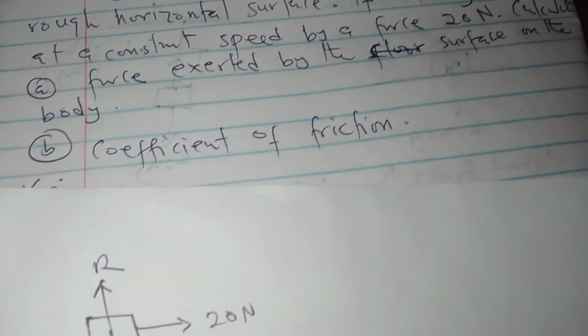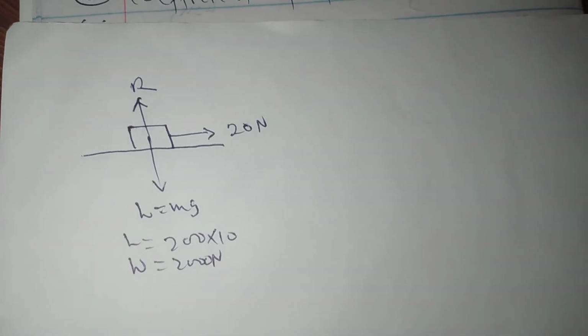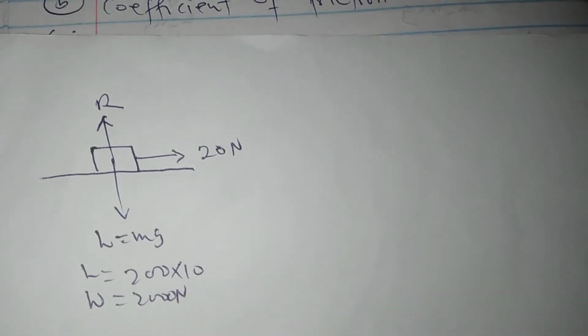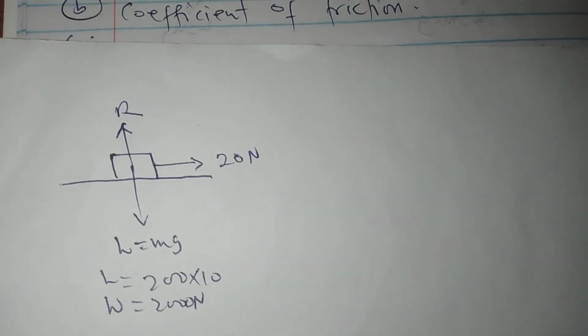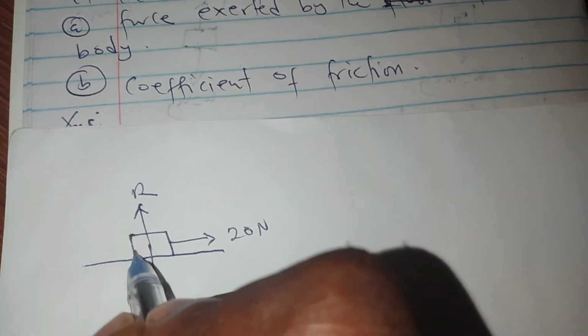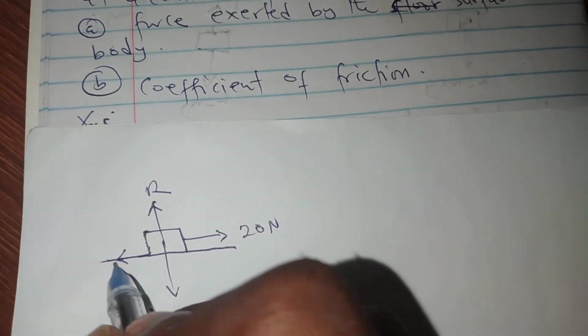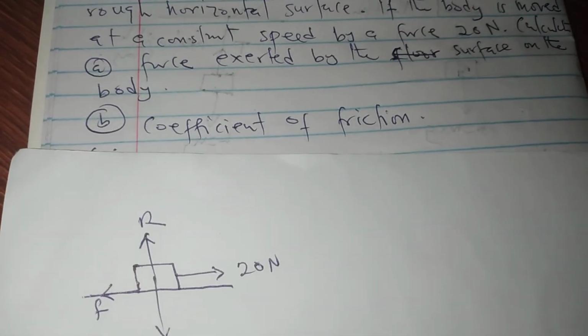Now the question is making it perfectly clear that the body moves at a constant speed. Once the body is moving at a constant speed, it means that all systems are in equilibrium, and therefore upward forces are equal to downward forces, and forces on the left are equal to forces on the right. Aside from that, since the surface is rough, there is also friction in the opposite direction.